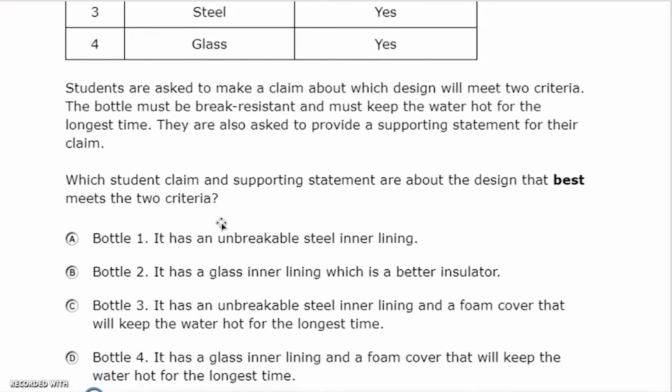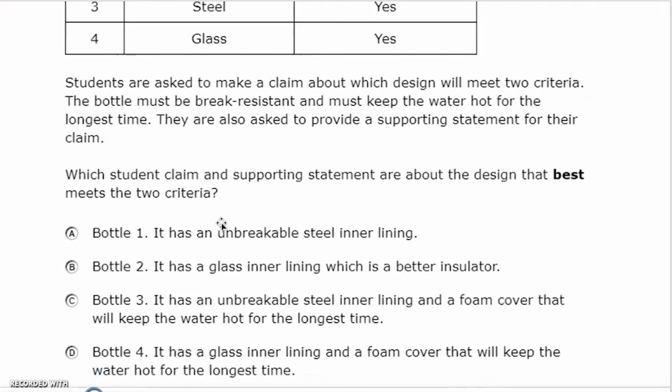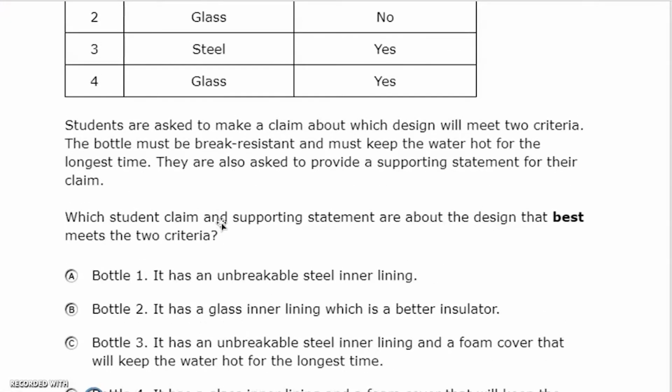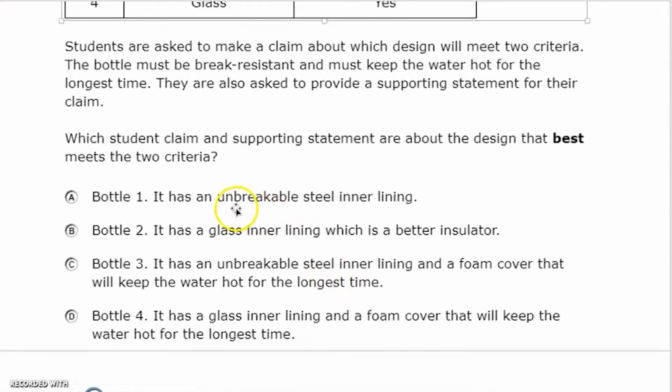Okay, so if we look at, here we have possibilities there. So, bottle 1, it has an unbreakable steel inner lining. Okay, well this would meet one of the criteria. So this would meet the being unbreakable. However, it doesn't tell anything about insulation. So that would not be addressing the two criteria.